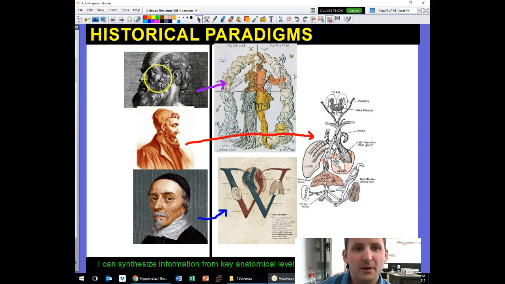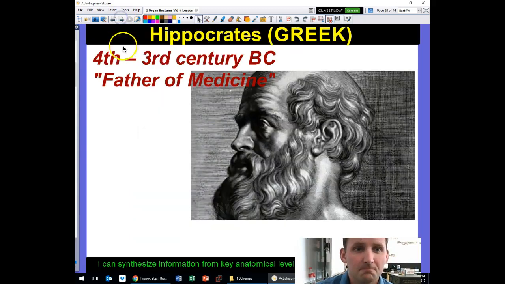So these are the three guys we're going to talk about: Hippocrates, Galen, and William Harvey. Three big shifts, paradigm shifts, revolutions in science. We're going to cover these, and that's it for this lesson. So first of all, Hippocrates was Greek. He is oftentimes called the father of medicine.